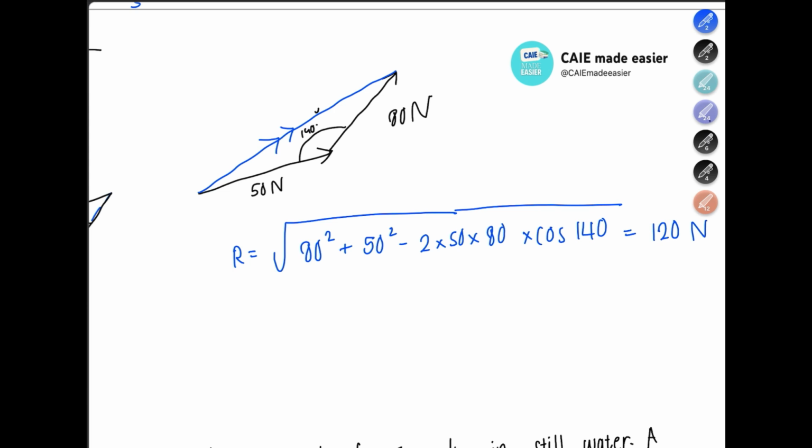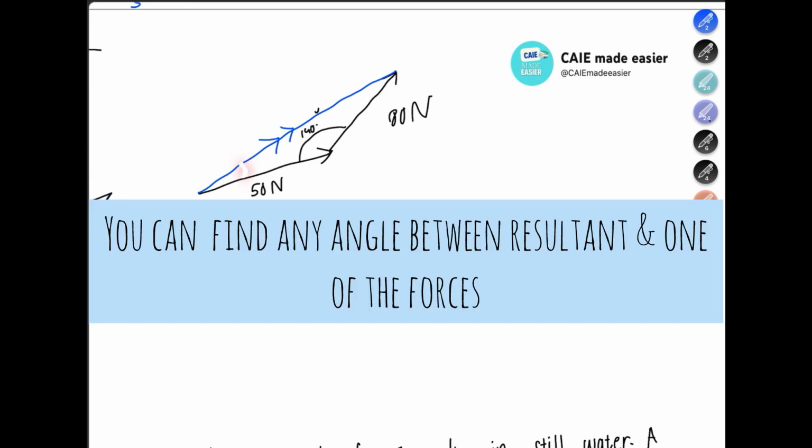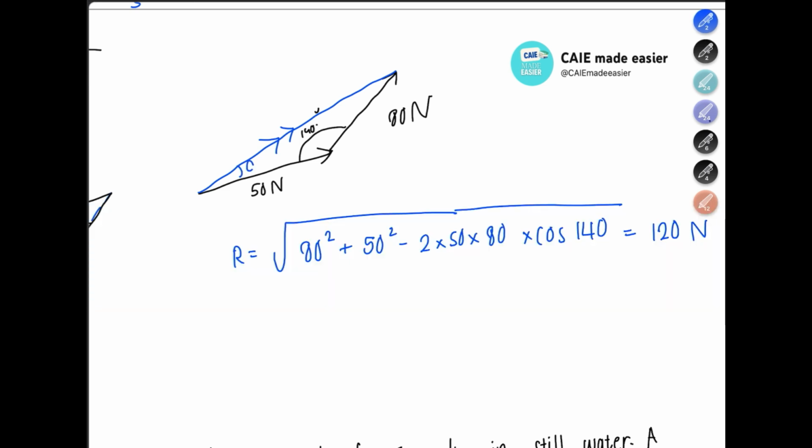Now you have to find the angle. So this angle, let's find that now. This is theta. So we can simply use sine theta divided by 80, because 80 is opposite to theta, equals sine 140 divided by the force that is opposite to this angle, which is 120. Theta is going to be approximately 25 degrees.